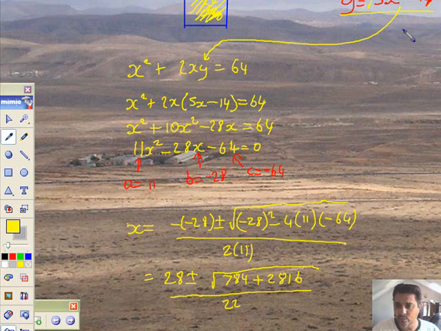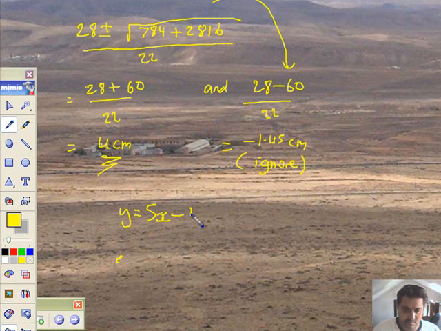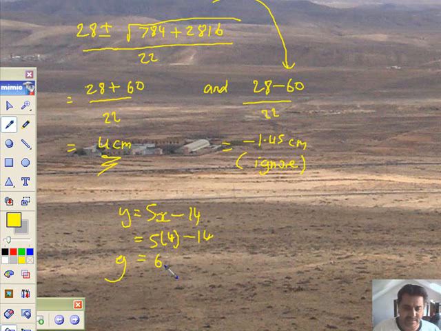Right, y equals 5x minus 14. Yeah, just got stuck there. So that's going to be 5 lots of 4, minus 14. 5 fours are 20, take away 14, and that's going to give me 6 centimetres. Right, so what have I got?